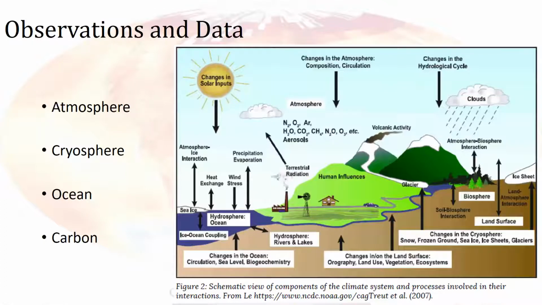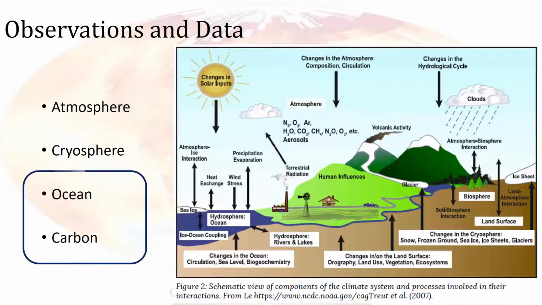All right. So remember, we're looking for data and observations in the core component realms of the climate system as we understand it, conceptualized through this diagram here, right? So we talked about atmospheric and cryospheric observations in the previous lecture. Today, we're talking about ocean and carbon observations that we have that help us understand what's changing in our climatological system.